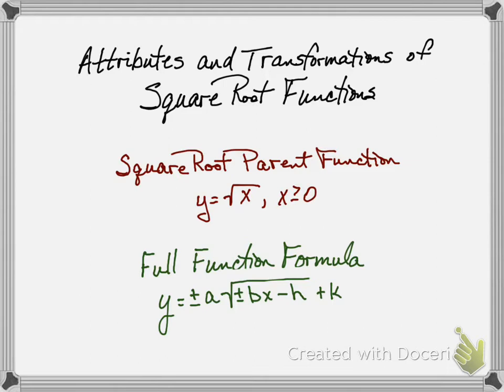Okay, now the full function formula with our a, b, h, and k in it is y equals plus or minus a times the square root of plus or minus b times x minus h, and then outside of the square root symbol plus k. Okay, make sure you get that all written down into your notes.